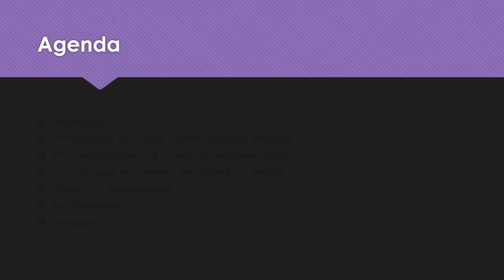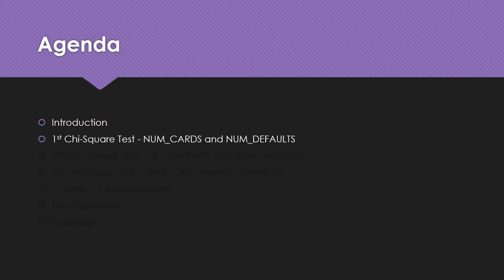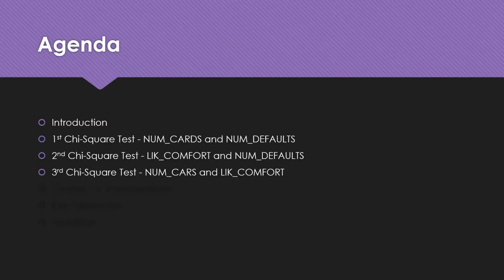Our agenda includes an introduction to chi-square tests, our first, second, and third chi-square tests, Cramer's V interpretations chart, key takeaways from the presentation, and lastly, we'll conclude with any questions that you have regarding the presentation.